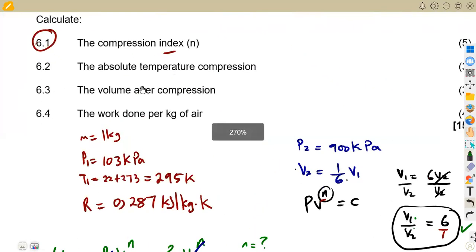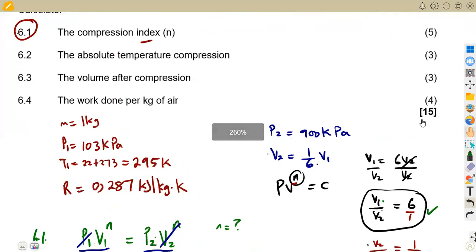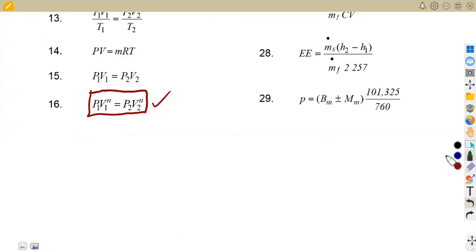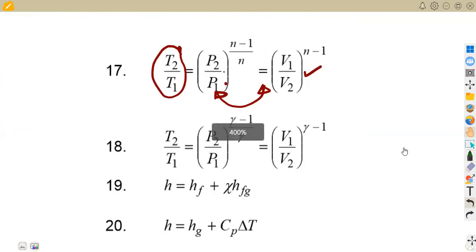Now they need us to calculate the absolute temperature after the compression has taken place. Remember, this is after a compression has taken place from T1 to T2. So they need us to calculate T2 after the compression. We can choose a lot of formulas to apply here. Remember, I talked about a formula that we couldn't manage to use because we do not have T2 previously here. So you can use this formula that we are given.